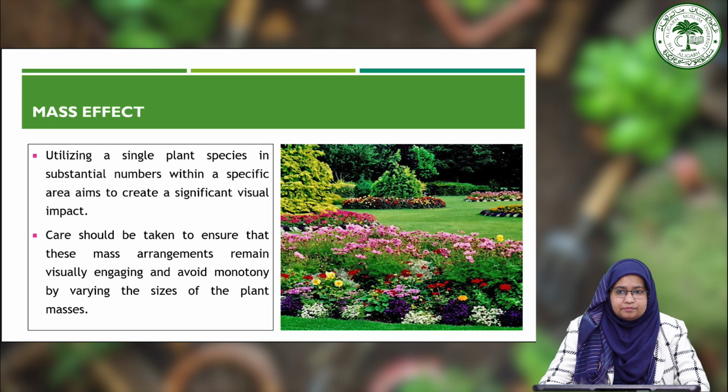The next one is mass effect. The use of single plant species in large numbers in one place is done to have a mass effect. One should see that such mass arrangements do not become monotonous. The size of masses should be varied. In this image, we can say there is a mass of different flowers that gives them an identity, because when they are placed alone, they may not show this kind of effect individually.